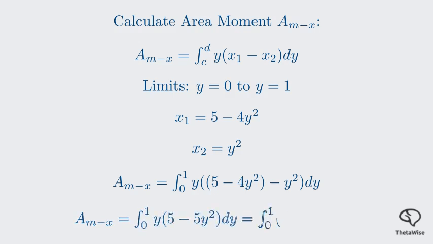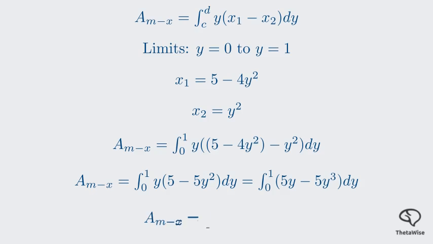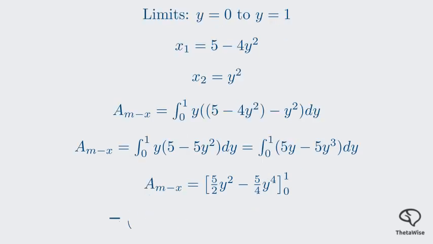Distributing the y gives us the integral of 5y minus 5y cubed dy. Integrating term by term, we get 5/2 y squared minus 5/4 y to the power of 4. Evaluating from 0 to 1 gives us 5/2 minus 5/4, which is 5/4, or 1.25 cubic units.